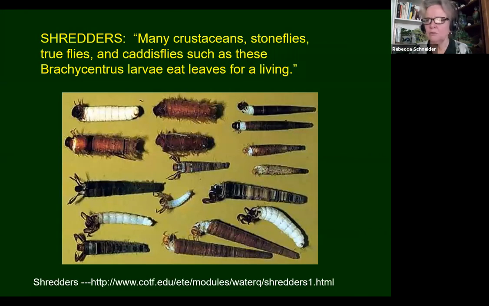These are the shredders, and so many crustaceans, stoneflies, and these are caddisflies. They form little cases of stones around the larva of the insects. So these are the immature form of the insects. And these guys, the shredders, are the ones that chew up the leaves.